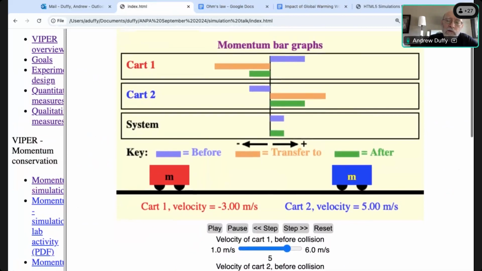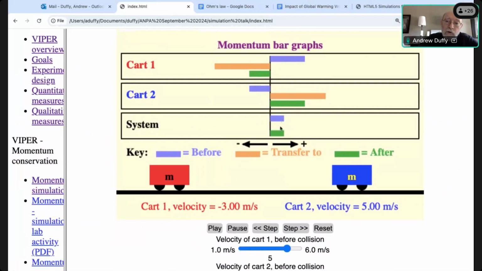And what's going on with these graphs? Okay, so the blue is before the collision. So here's momentum of cart 1 beforehand, here's momentum of cart 2 beforehand. The system, blue, is the sum of cart 1 and cart 2. Okay. The green is afterwards. So afterwards, cart 1 is moving left, so it's got a negative momentum. Cart 2 is moving right with a larger speed than cart 1 had, so its momentum is bigger. And again, green for cart 1 plus green for cart 2 gets us the system momentum. You can see system momentum is conserved. That never will change, right?